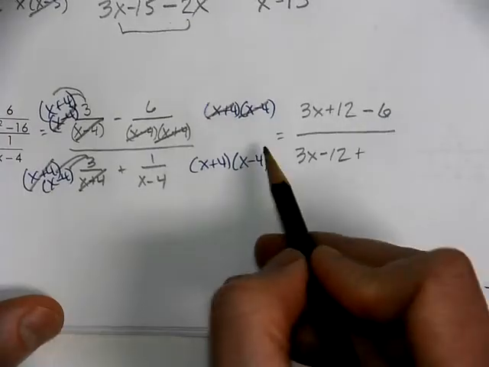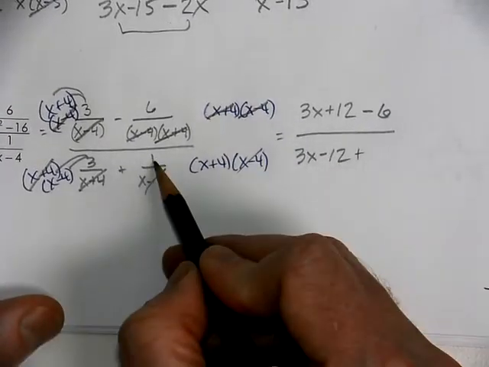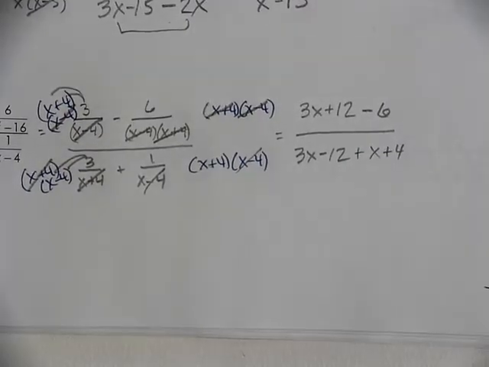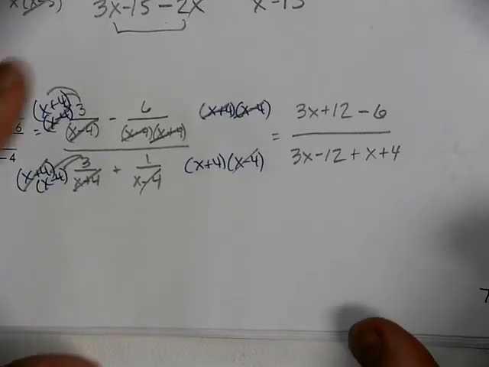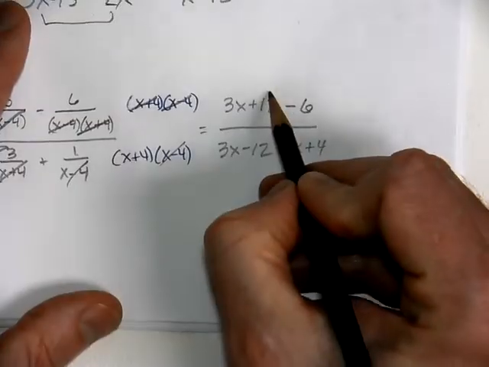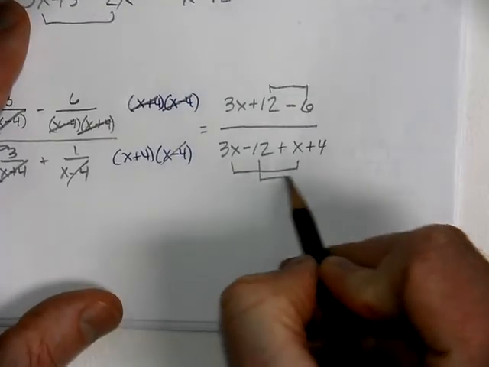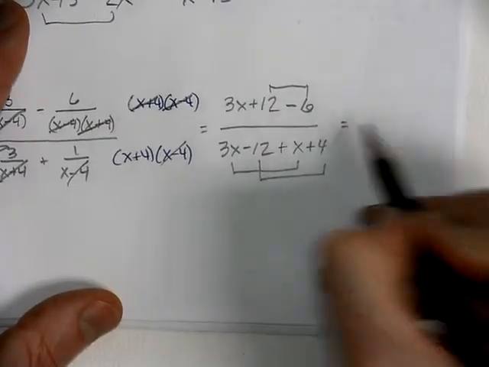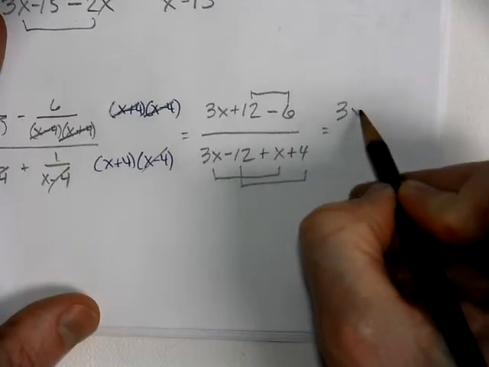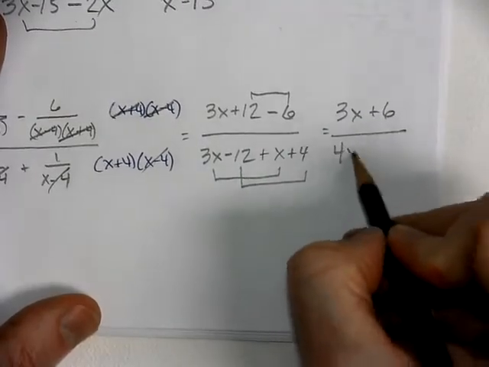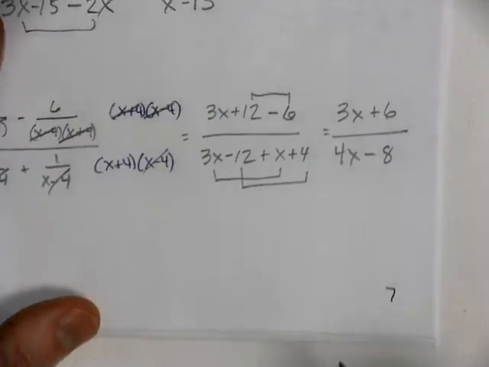And 1 times is going to give us x plus 4. So we collect like terms, collect like terms, collect like terms. So that's 3x plus 6, and this is 4x minus 8.